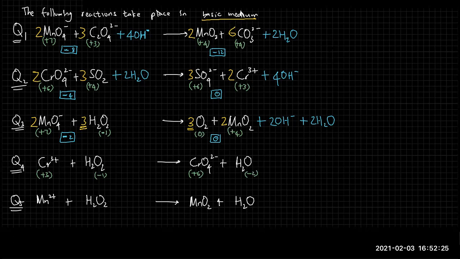If you talk about chromium, from +3 to +6, difference is 3. So I put a 3 here. Whereas in oxygen, -1 to -2, difference is 1, but there are 2 oxygen atoms here, so that difference must be multiplied by 2. Therefore, I have to put a 2 here. Right. 2 chromium ions, I have to put a 2 here. That's all you can do at the moment. Don't try to balance hydrogen because you have to put OH minus. Then you go and balance charges.